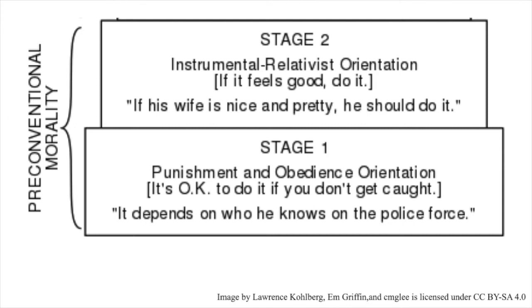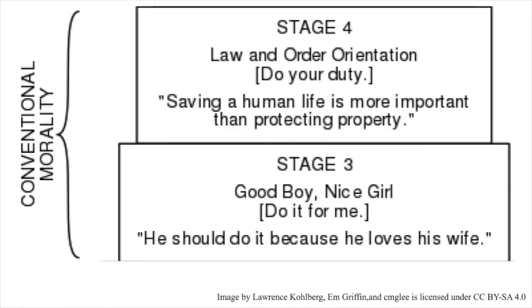Stage 1. Punishment and obedience orientation. It's okay to do it if you don't get caught. It depends on who he knows on the police force. Stage 2. Instrumental relativist orientation. If it feels good, do it. If his wife is nice and pretty, he should do it. Stage 3. Good boy, nice girl. Do it for me. He should do it because he loves his wife.